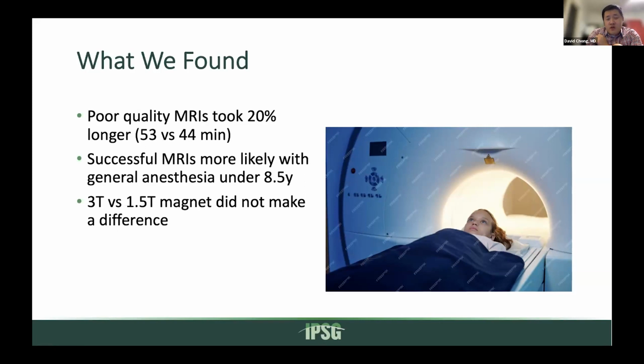We also found that the 3T versus a 1.5T magnet didn't make a difference. So you'll have a lot of people touting the big, strong 3 Tesla magnets. They do give higher resolution. We really didn't find that it made a big difference in having a good MRI. The 1.5 is really just good enough to see it. So I don't think you have to worry about that so much.